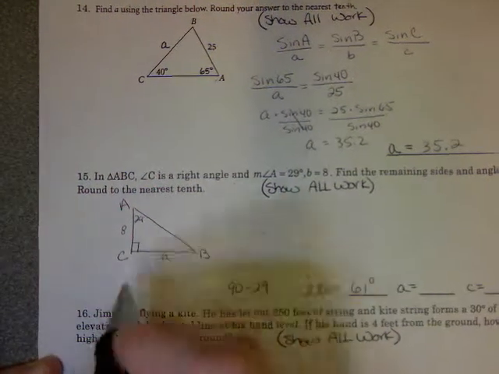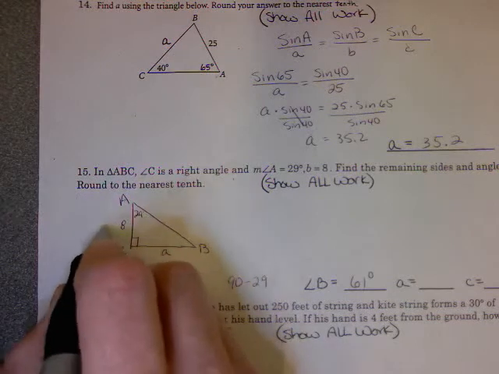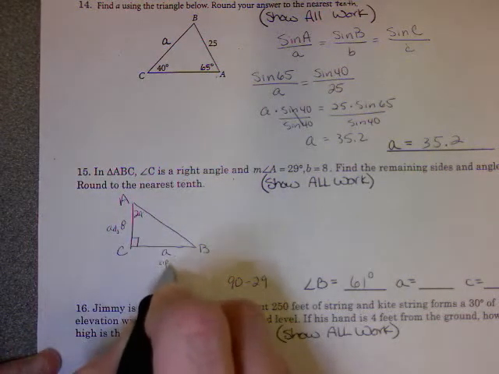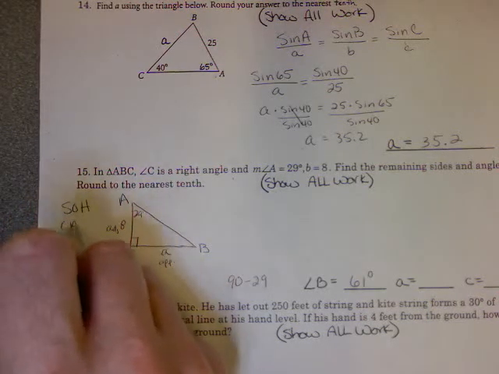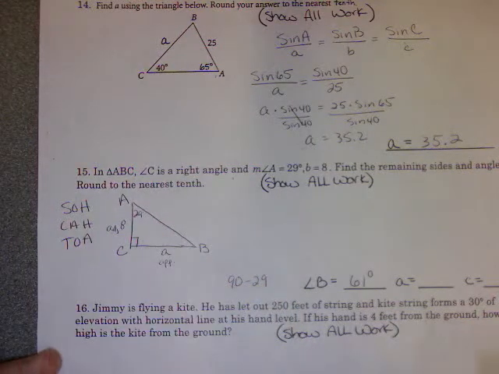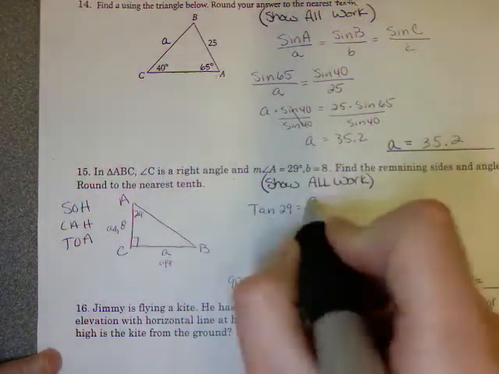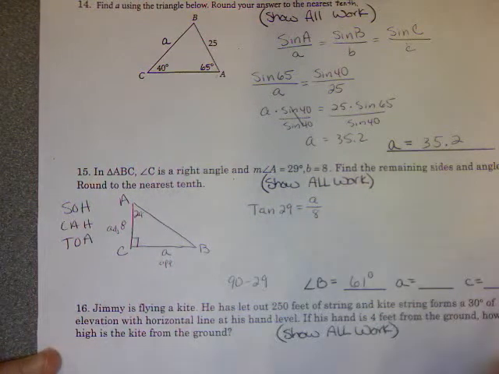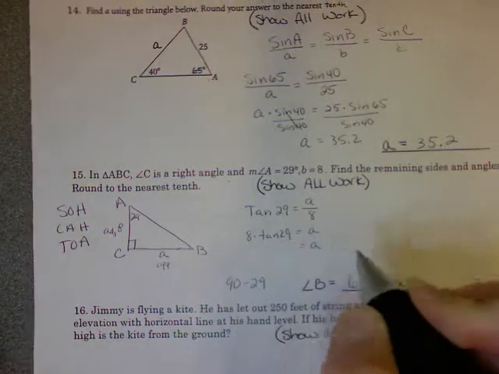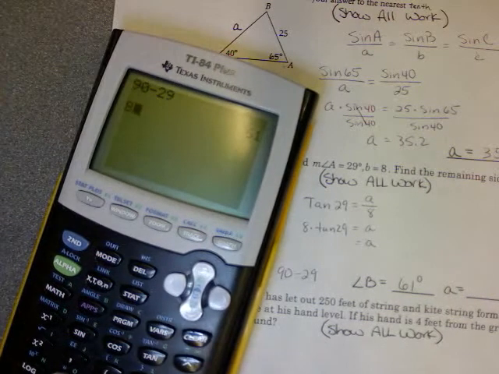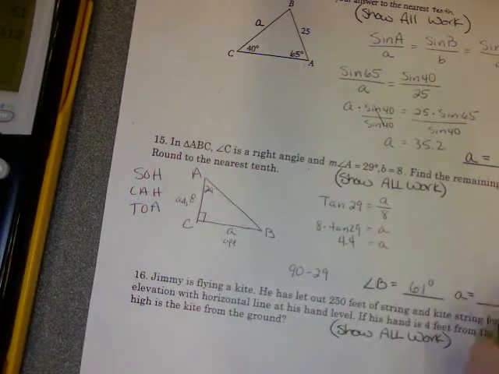So to find side A across from big angle A, and I have my angle 29, this is my adjacent side, and this is my opposite. So using right triangle trig, opposite and adjacent is tangent from SOHCAHTOA. So we'll set up the equation. Tangent of the angle 29 is equal to our opposite side, which we don't know, A, over adjacent, which is 8. So to get A by itself, we just multiply by the 8. So A is equal to 8 times the tangent of 29. And we can do that in our calculator. 8 times the tangent of 29, and that's 4.4. So side A is 4.4.